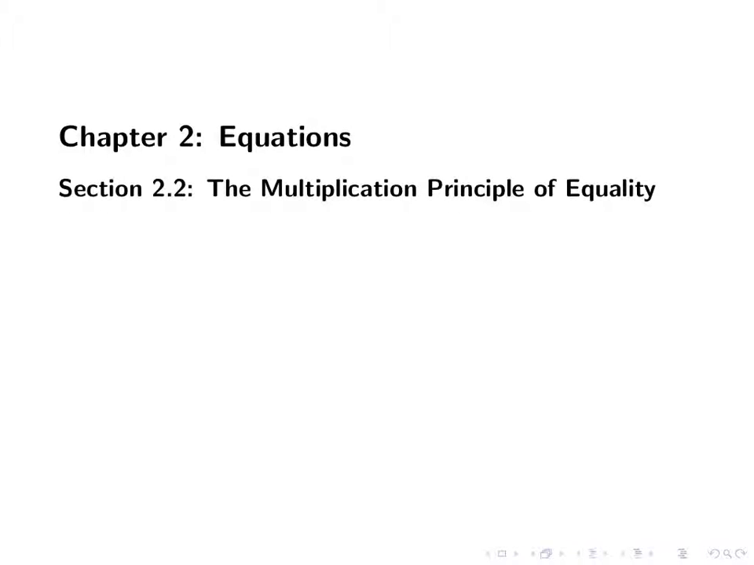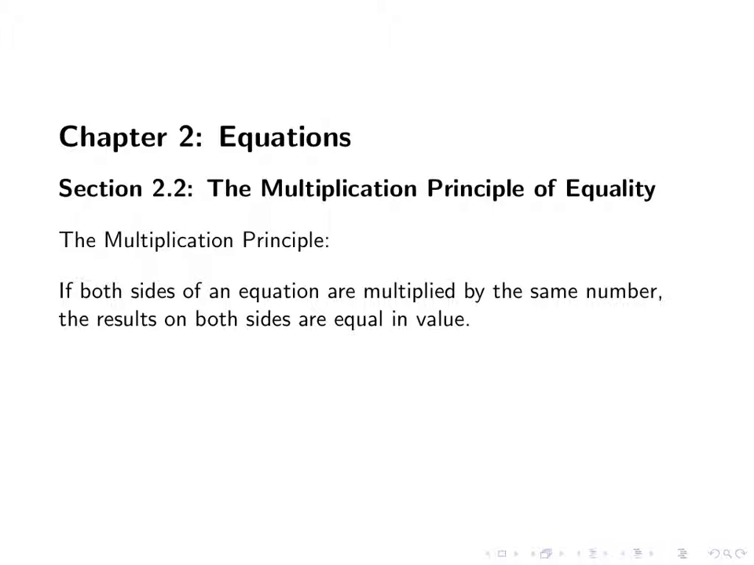Hello, today we're going to do section 2.2, the multiplication principle of equality, from chapter 2, equations. The multiplication principle says that if both sides of an equation are multiplied by the same number, then the results on both sides are equal in value. So mathematically what it means is that if A equals B, then AC equals BC.